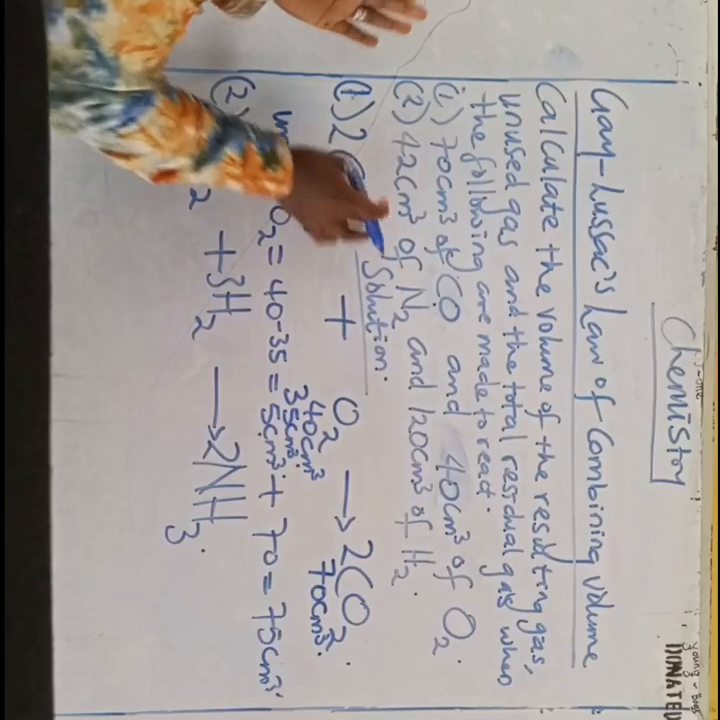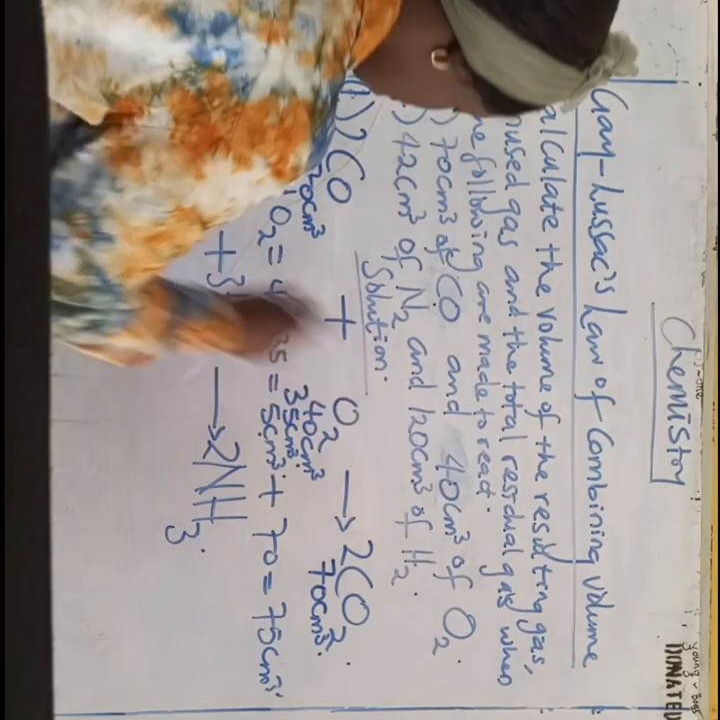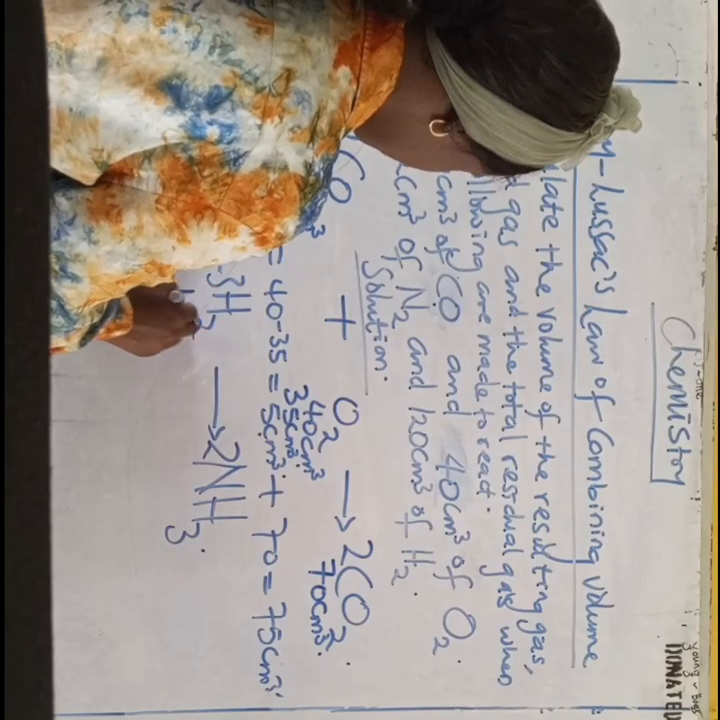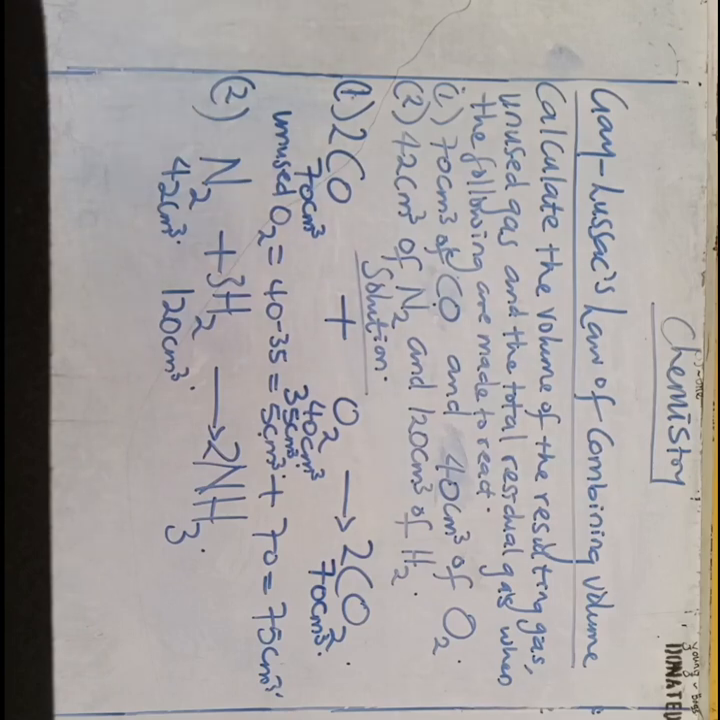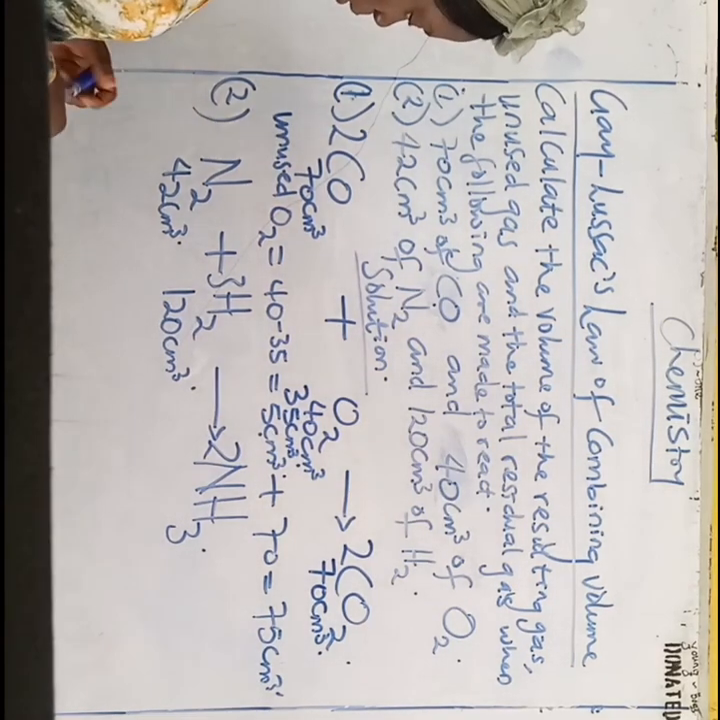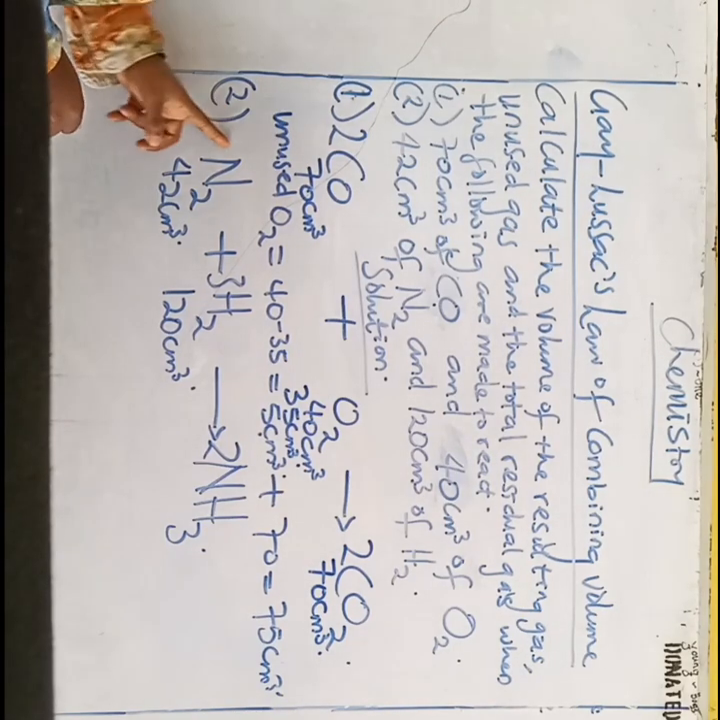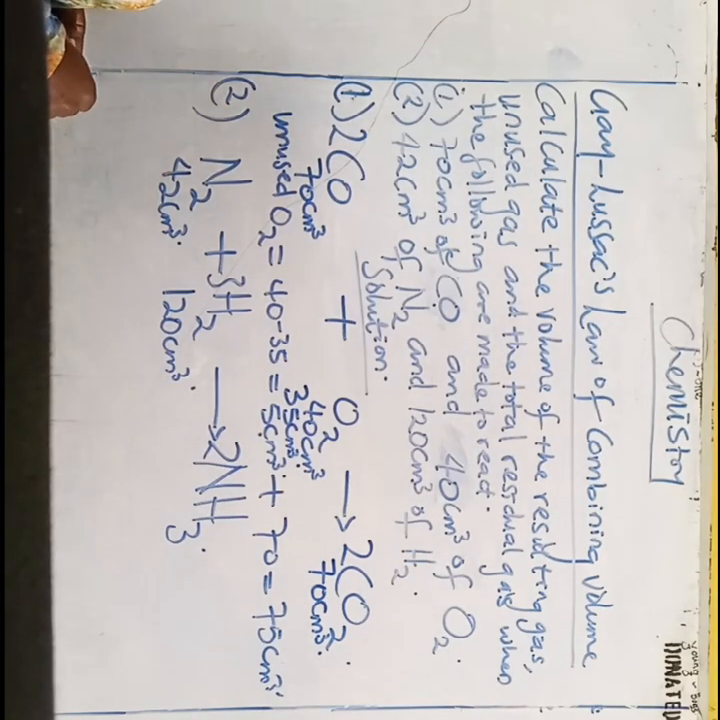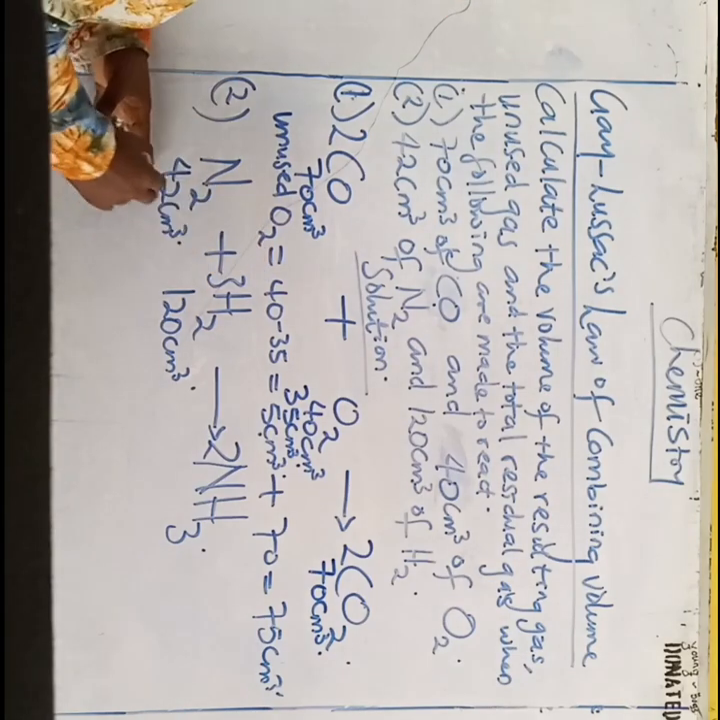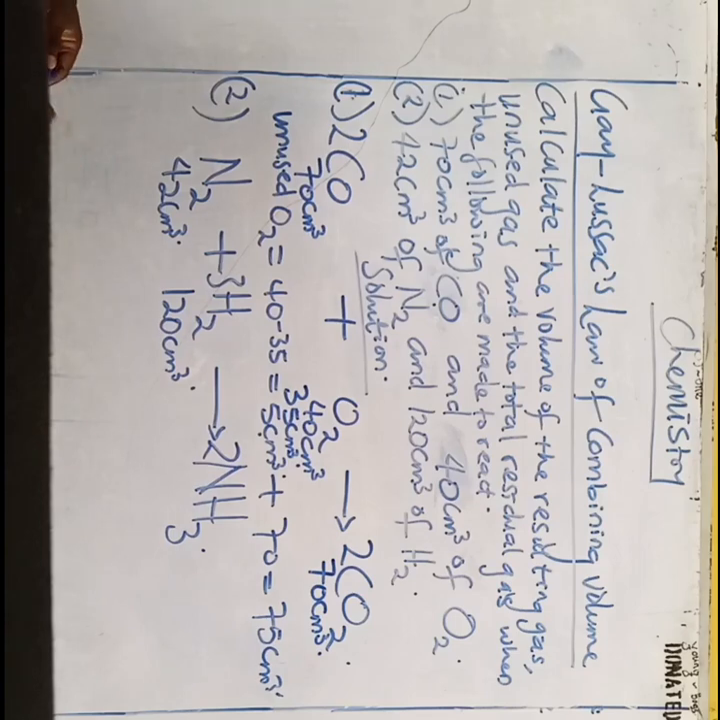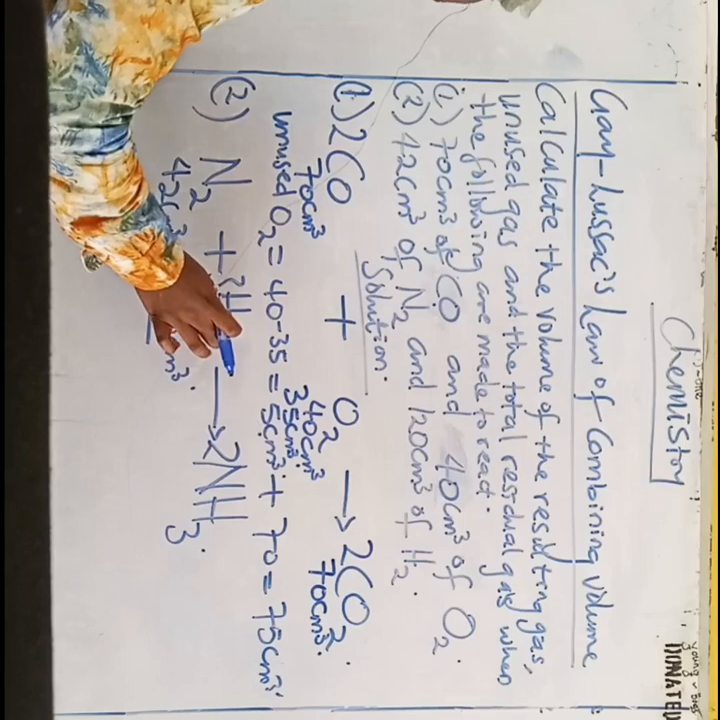So let us write what we were given. Nitrogen, we're given 42 cm³. Hydrogen, we're given 120 cm³. Yeah. So now let's get to work. For nitrogen, we're given 42. If I say 1 mole is 42 here, it's not going to work. Because 3 moles here, 42 times 3 is going to give me 126, which is way above what is here. So I'm going to pitch my tent with hydrogen.